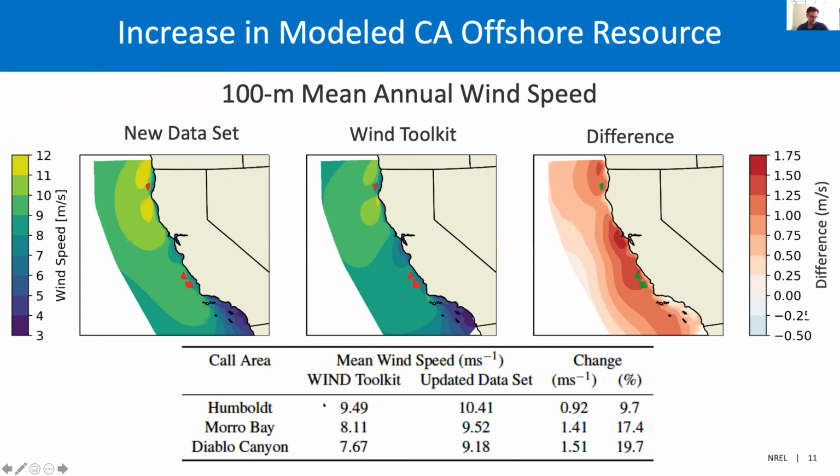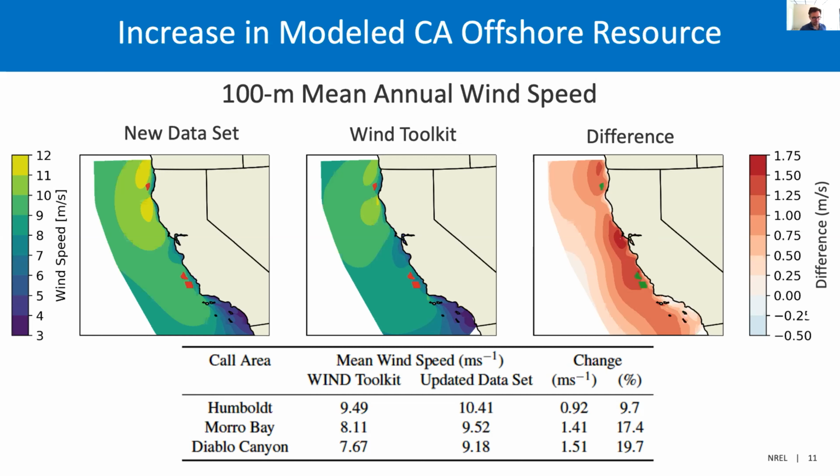Pulling out information from the 3 call areas, we see a range of 1 to 1.5 meter per second increase and 10 to 20% percentage based. So we recognize that this is a substantial increase in the modeled resource. We've done a ton of work to understand and explain this increase, and we believe that this new data set is more accurate. I'll just touch on some of that explanation in the next couple slides.